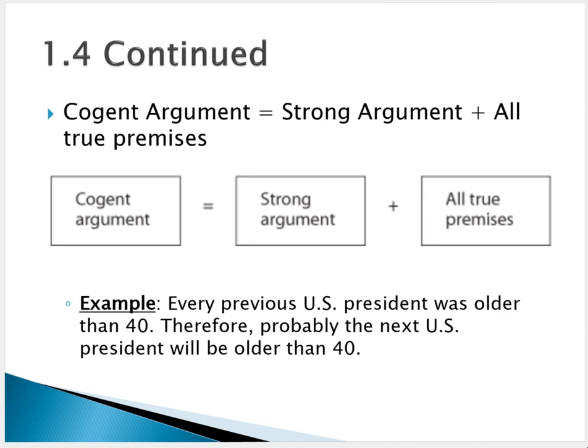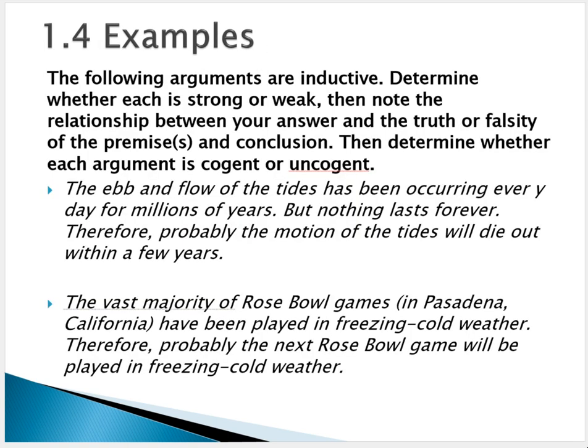All right, so just to sum up, cogent equals strong plus all true premises. For example, every previous U.S. president was older than 40. Therefore, probably, the next U.S. president will be older than 40. In fact, I think we've only had one president that was under the age of 40. It was John F. Kennedy. So we have a pretty good chance that you're going to get an older gentleman or an older woman as your president. All right, so here are some examples.